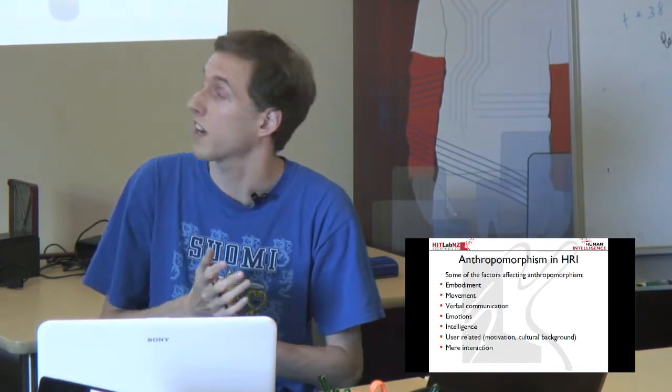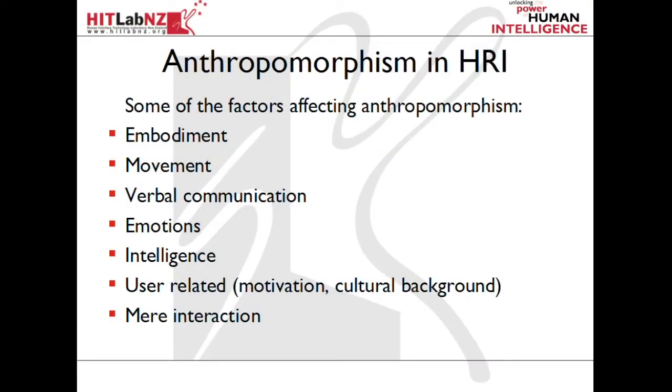There are numerous factors found in the field of human-robot interaction which affect anthropomorphism. Some of these factors are embodiment, movement, verbal communication, emotions, and intelligence. However, there are also factors related to the perceiver. So their motivation or cultural background can affect whether the robot is perceived as more human-like or less. And finally, just mere interaction with a robot can increase its anthropomorphism.